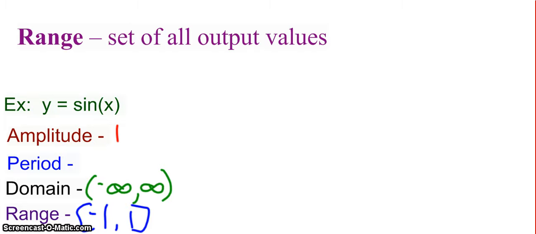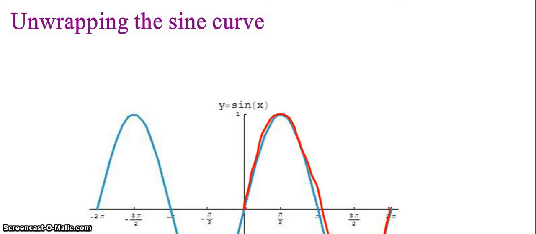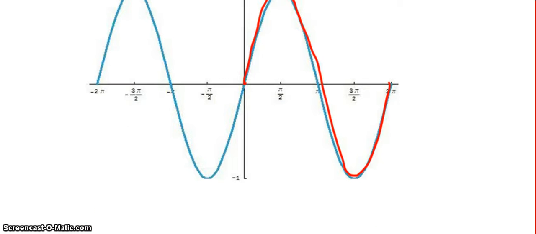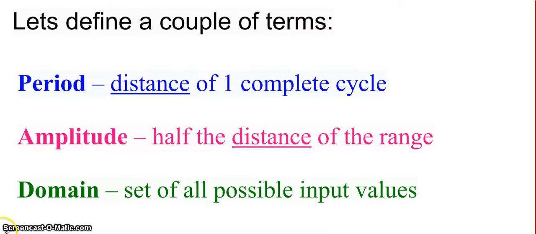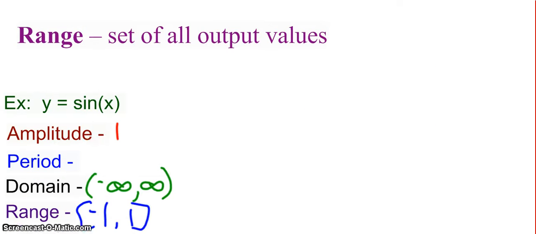What is the period? The period is the distance of one complete cycle. So if I look here, what was the distance of a cycle? It started at 0 and it ended at 2 pi. So that is a distance of 2 pi. So the period for this function is 2 pi. So this is the basic information for the sine function.